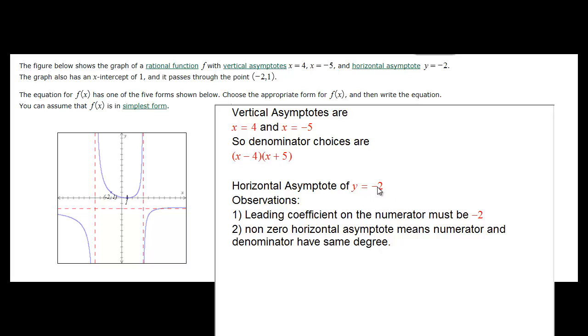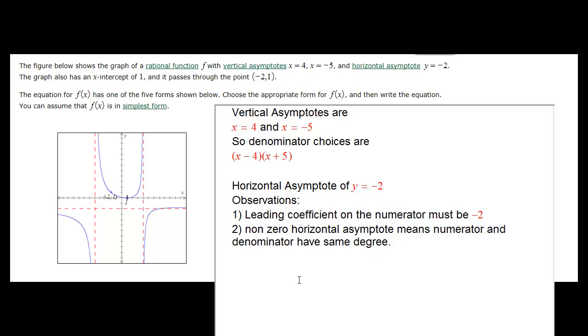Horizontal asymptote of -2 means the leading coefficient of the numerator must be -2. And that's because we have a non-zero horizontal asymptote, which means numerator and denominator have the same degree. Remember, if your denominator has higher degree than the numerator, then we have 0 as a horizontal asymptote. If numerator degree is higher than denominator degree, we have oblique asymptotes.